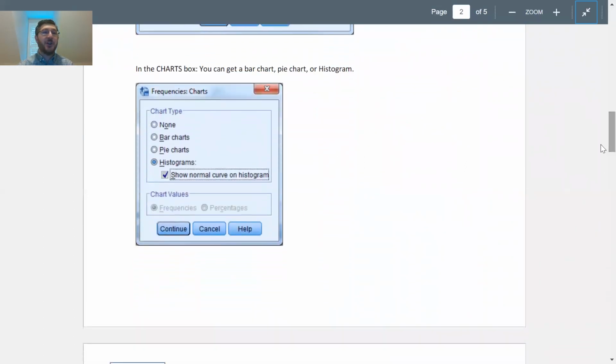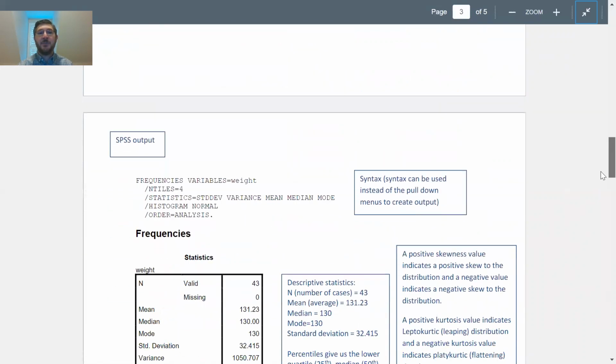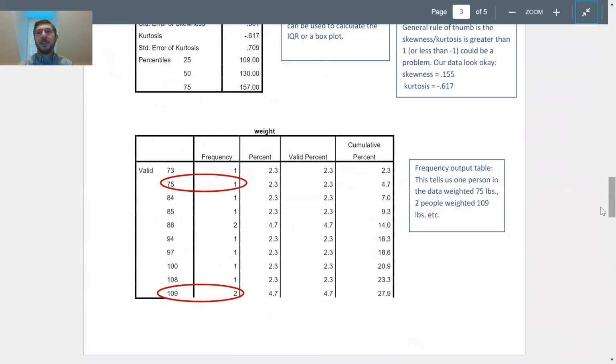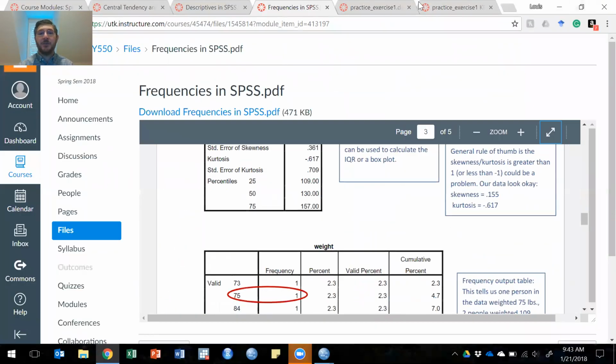You can also get charts in there. You can get a bar chart, a pie chart, or a histogram. And then if you look here, I've also annotated your output there as well.